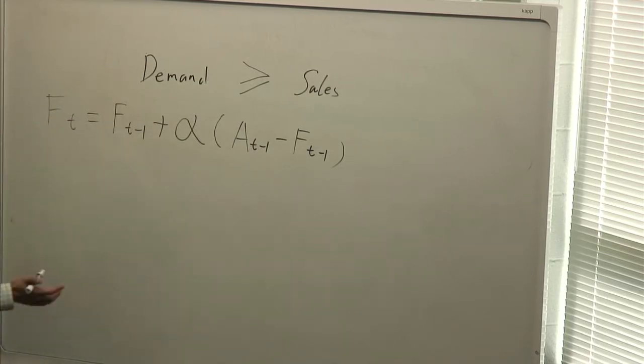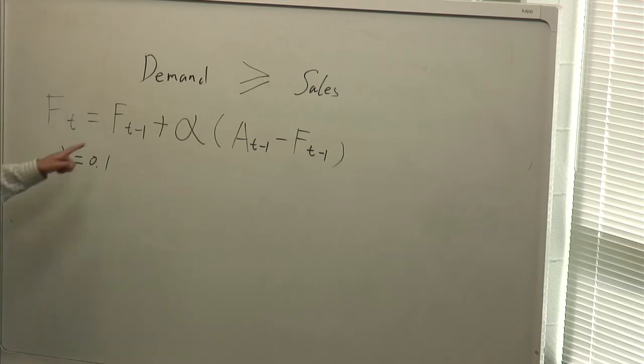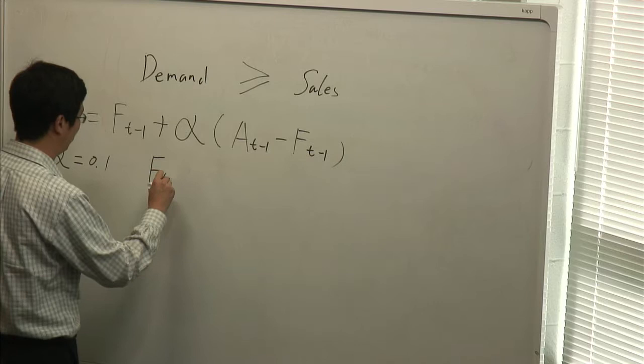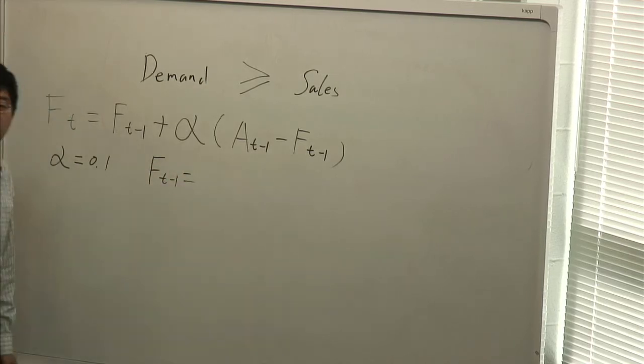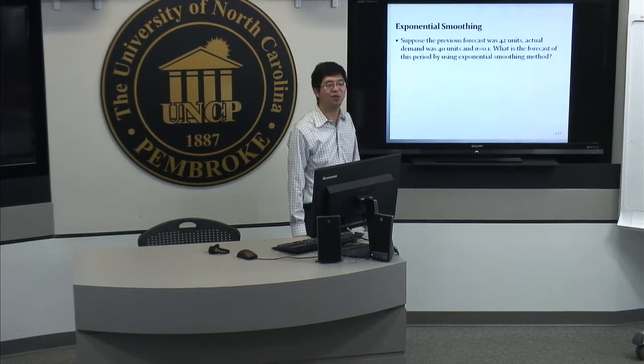Well, the first thing is very simple. What is alpha for this example? Alpha equals what? 0.1. It's already given, right? That's pretty simple. Now look at Ft minus 1. Anybody figure out what is Ft minus 1? 42. Very good. I still wait for other students. Could you explain to us why is 42?